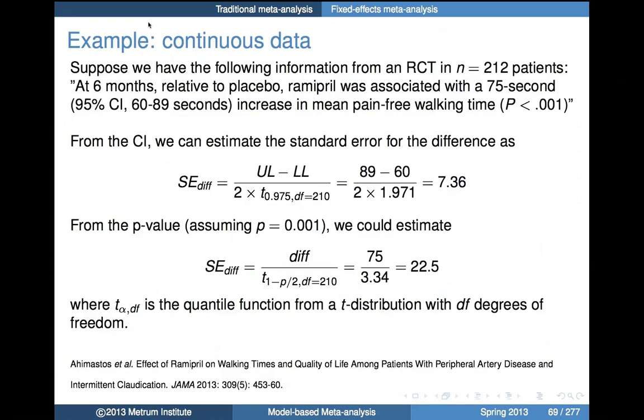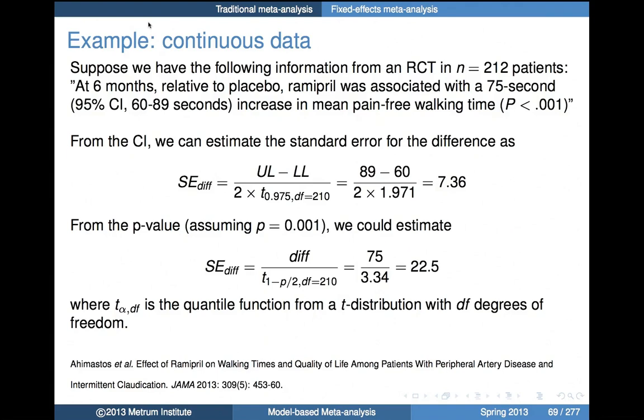But I thought we might look at a real example that was published, and think about how we might apply these methods to extracting standard errors. So recently this year, there was a paper published on the effect of ramipril on walking times and quality of life among patients with peripheral artery disease. It was published in JAMA. And in that study, they had 212 patients, and they said that at 6 months relative to placebo, ramipril was associated with a 75-second increase in mean pain-free walking time, p less than 0.001. And they provide a 95% confidence interval for that difference from placebo, ranging from 60 to 89 seconds.